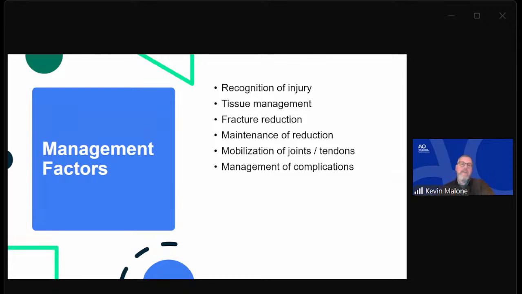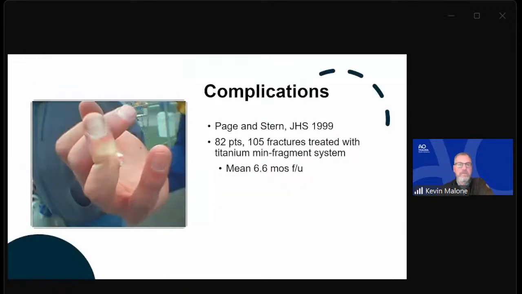Recognition for our part, the management factors are recognition of the injury, appropriate interpretation of the x-ray, appropriate appreciation of the soft tissue injury, how the tissues are managed during surgery, how the fracture is reduced, the maintenance of reduction, and then how quickly we get these patients moving. And then last but not least, recognition and management of complications.